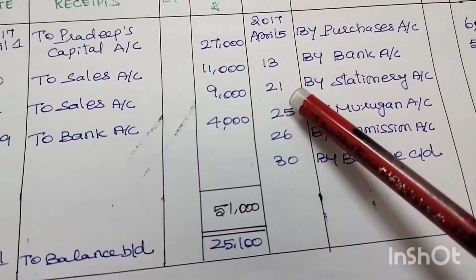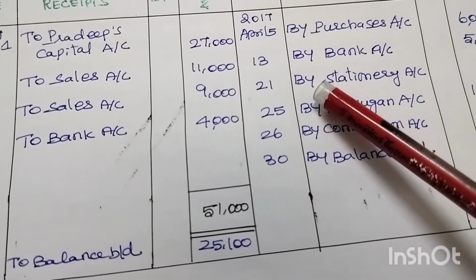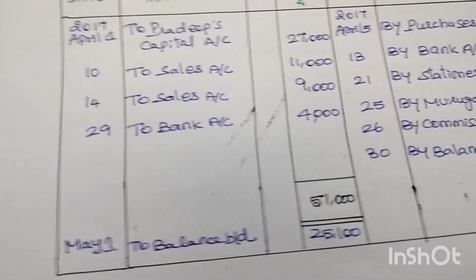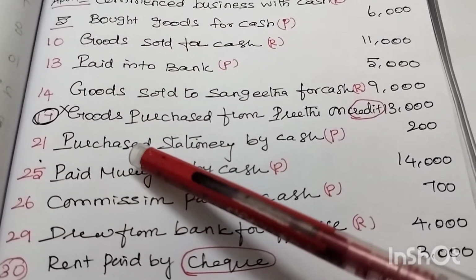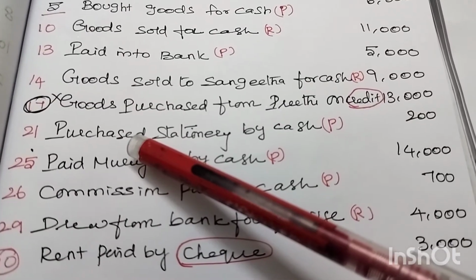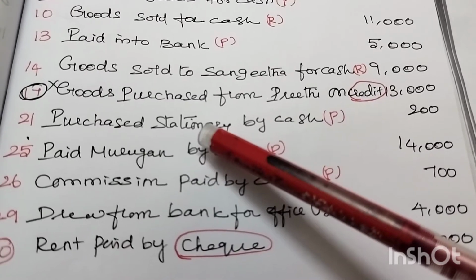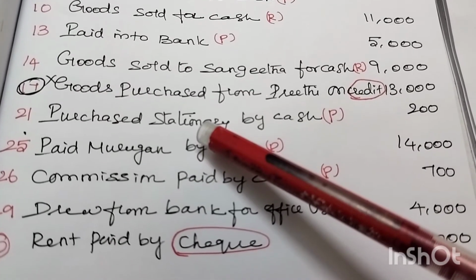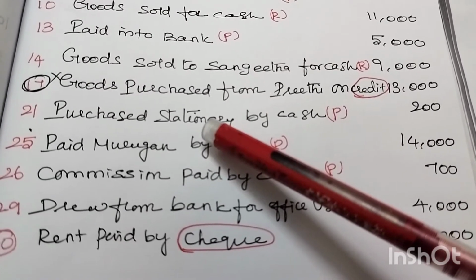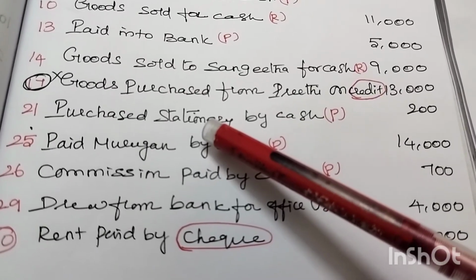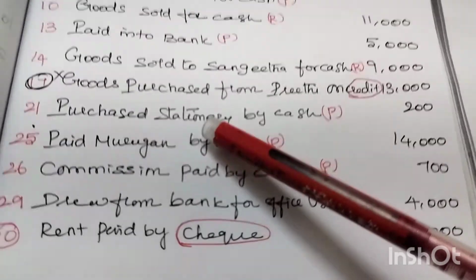January 21, by stationery account 200 rupees. Okay. So purchases means expenses, payment. You made the payment to buy the stationery. So your cash account decreases. You have to credit the cash account. So by stationery account 200 rupees in the payment side.